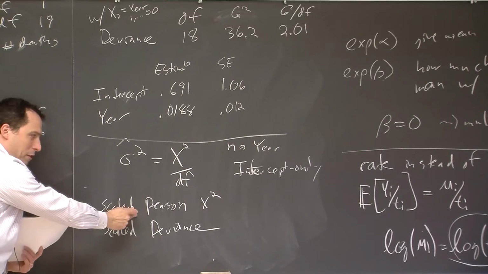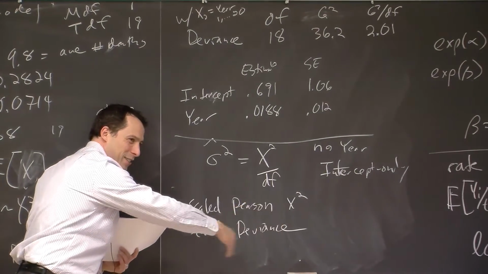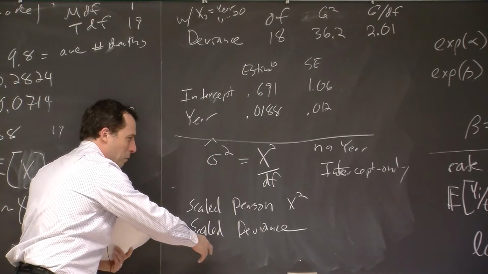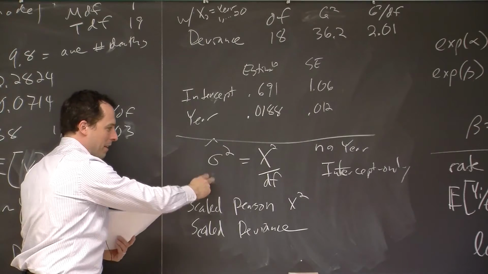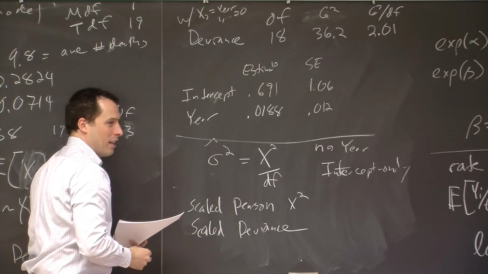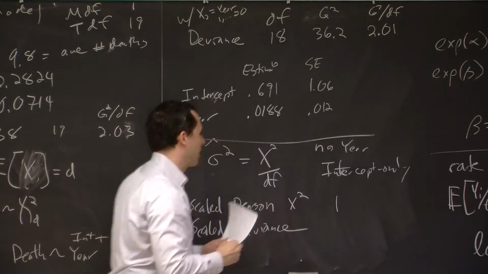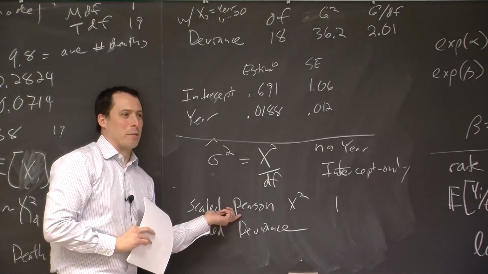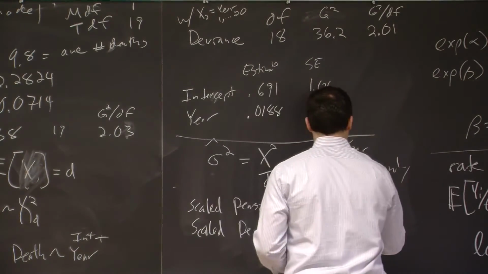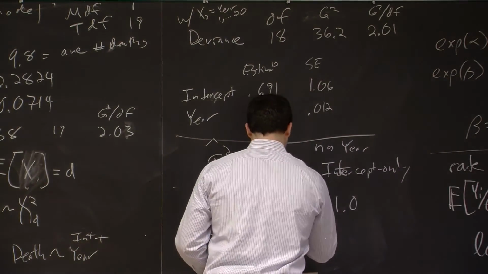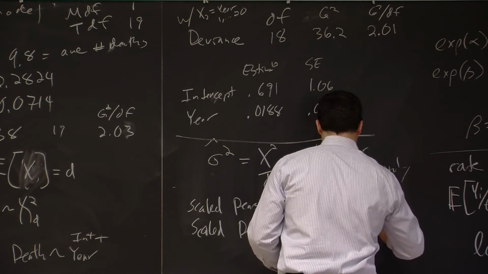So what will scaled Pearson be? What do you think? What's the formula for the scale parameter? That's going to be just 1. So basically, the scale parameter is chosen to make the scaled Pearson equal to 1. Think about it that way. This will be 1.0. And because we use this and not that, this won't be quite exactly 1.0, but it'll be pretty close. 0.276.